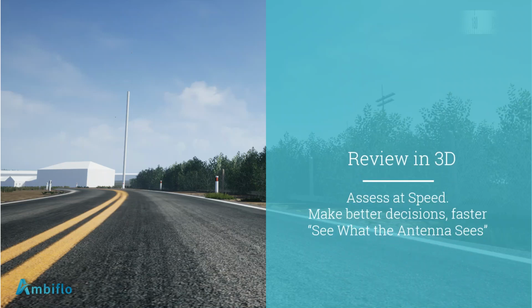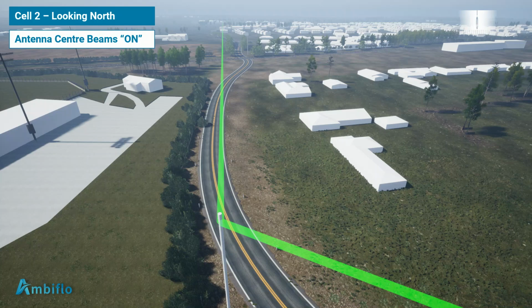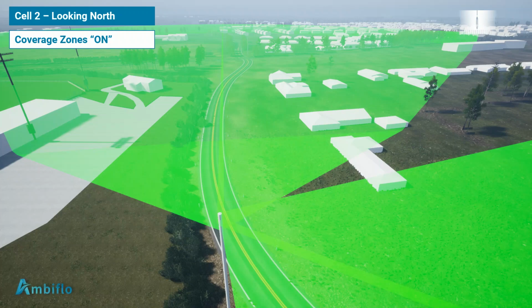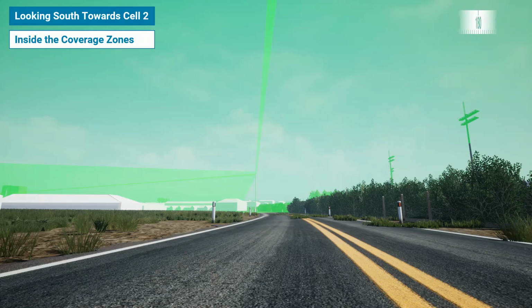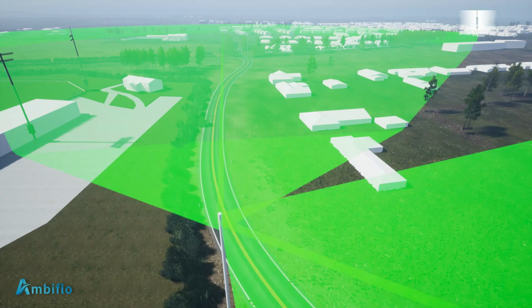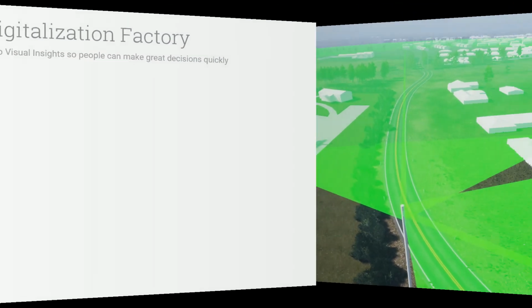We're going to have a very brief look at those sites in the 3D. The idea in 3D is that you can much better assess and actually see what the antennas see. Here again we're looking at one of these locations and we can see the center beams are on and the coverage, and we can move right down onto the ground and visualize the equipment and what the equipment sees from any perspective. Again, these are more of the same.